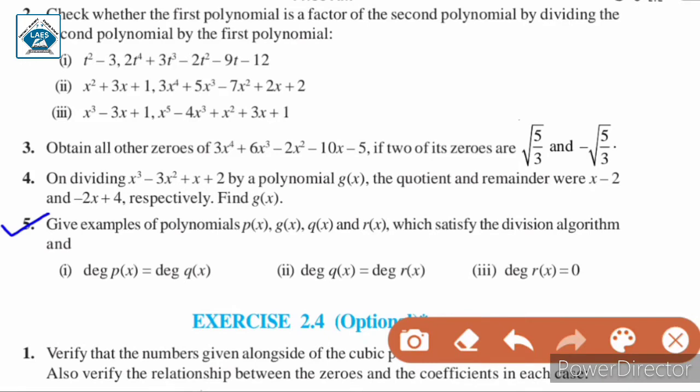Question number 5. Give examples of polynomials p(x), g(x), q(x) and r(x) which satisfy the division algorithm. And first, degree of p(x) is equal to degree of q(x). Here p(x), g(x), q(x) and r(x) are polynomials which satisfy the division algorithm. Here we can say p(x) is the dividend, g(x) is the divisor, q(x) is the quotient and r(x) is the remainder. So in the first case we have to find these polynomials such that degree of p(x) should be equal to degree of q(x). So let us see the solution.